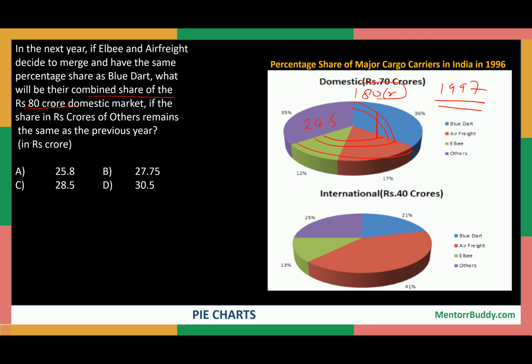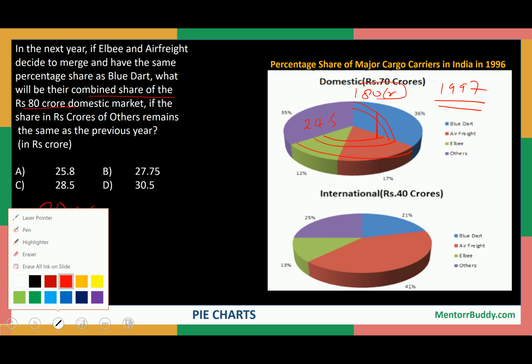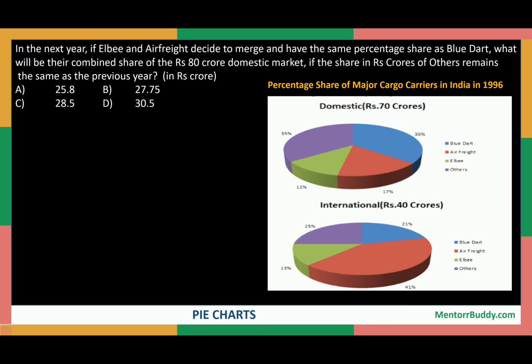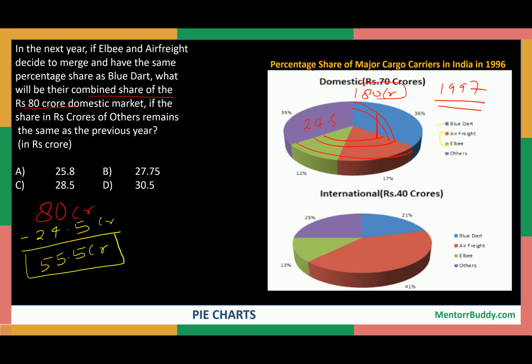First we need to see how much revenue is left out of this total value we have for domestic, which is 80 crore, right? And out of this 80 crore, how much is the revenue of others? It is 24.5 crore. So we will subtract 24.5 crore from 80 crore. What will we get? We will get 55.5 crore. This 55.5 crore is the revenue which is left, which must be the revenue of Blue Dart and Air Freight and LB together. And we know that Air Freight and LB together is the same as Blue Dart. So we can divide this amount into two parts and give one part to Blue Dart and the other part to LB and Air Freight together, so that the percentage will become the same.